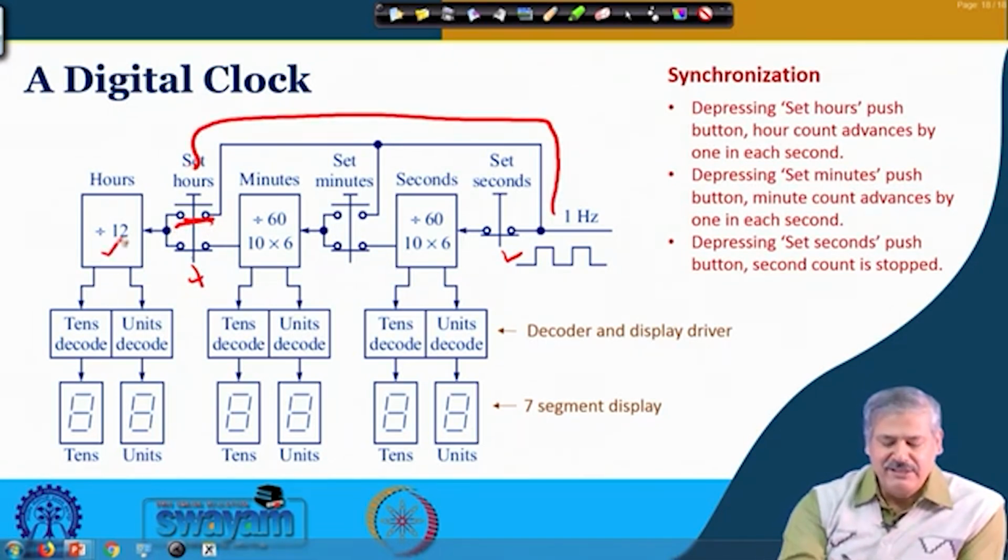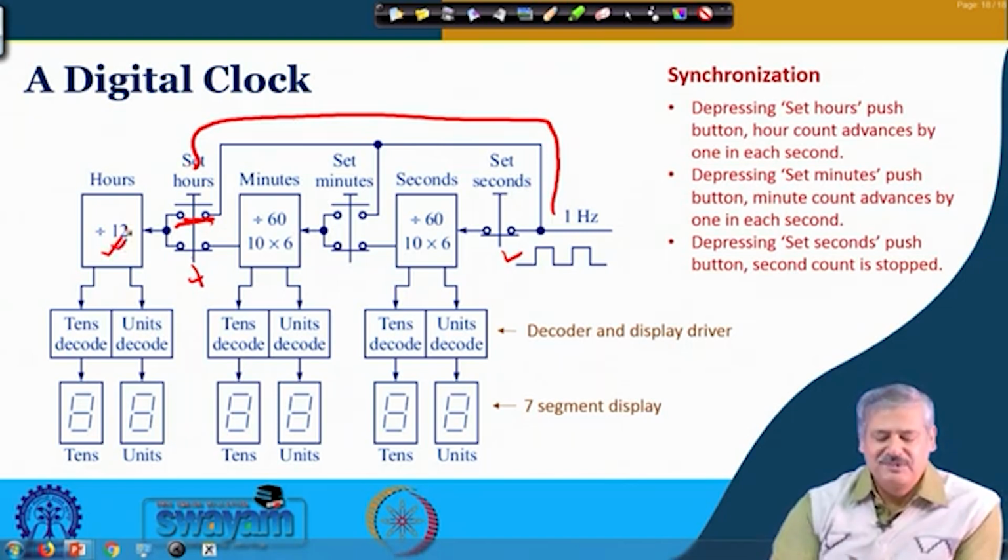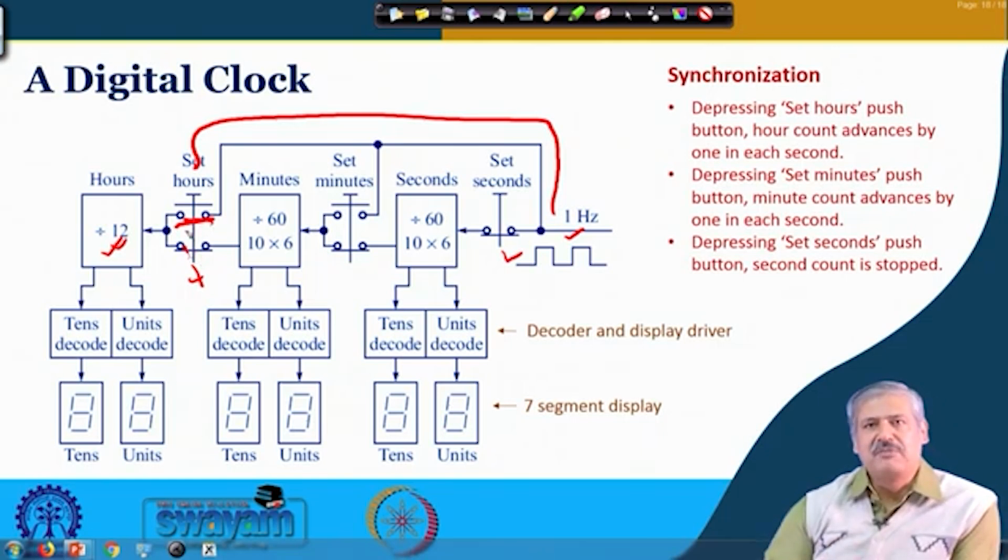So every 1 second there will be a change in this hour count, because now the 1 Hertz clock is feeding it directly. Whenever it reaches 3, you stop there. After that you remove the depression, and it will come back, as there is a spring load by which it is coming back. It is through an appropriate switching mechanism.